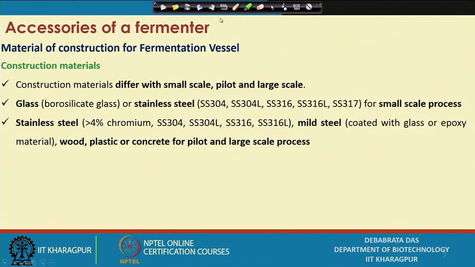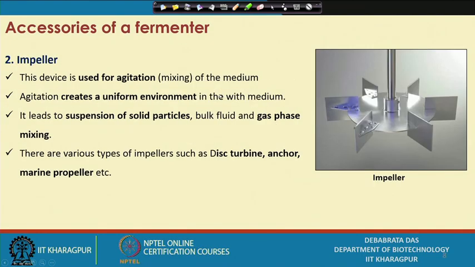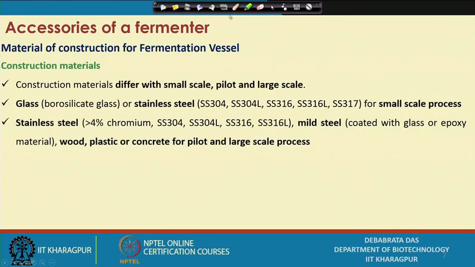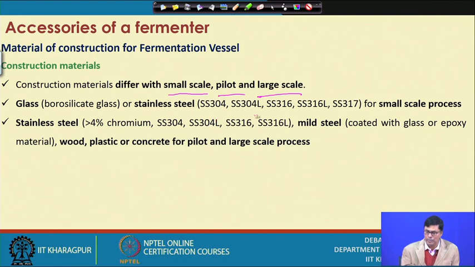Now, the construction material differs between the small scale, pilot scale and the large scale. And I told you that we have different types of stainless steel: 301, 304L, 316, 316L, and 317 for the small process.